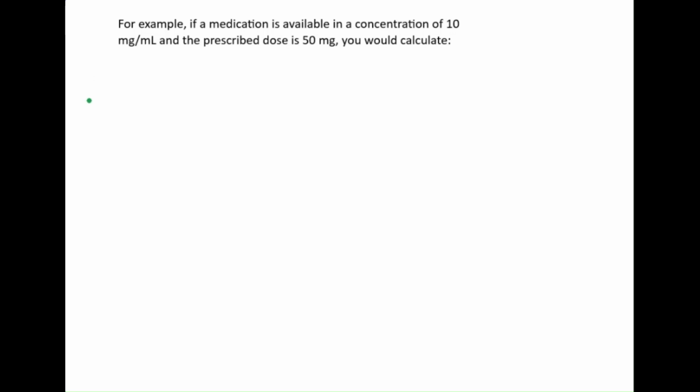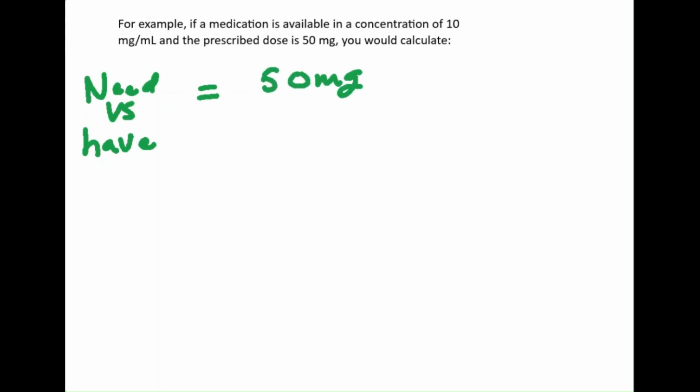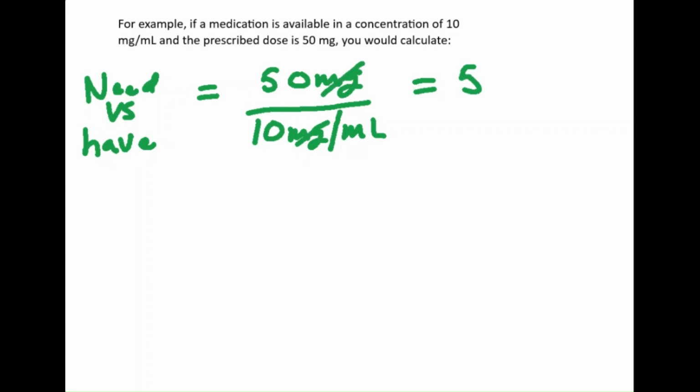The first one is your need versus what you have. Right? Remember, they're telling me that I need a 50 milligram dose and I have a concentration of 10 milligrams per ml. Okay, so let's go ahead and start dividing. 50 divided by 10 equals 5. Milligram divided by milligram is canceled out. The only unit I have left is milliliter. Okay, that is my need versus have.